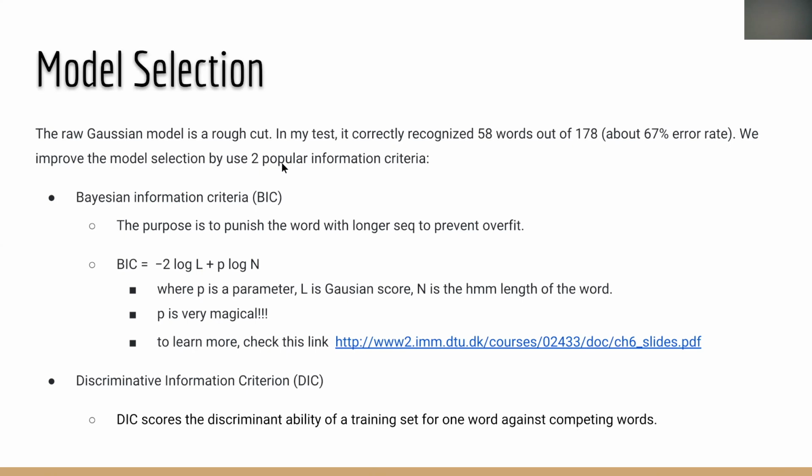So there are two popular information criteria for how to select the score. The first is called the Bayesian information criteria, BIC. Its purpose is to punish models that have a lot of training data by reducing their score a little bit, so as not to get into overfitting. In machine learning, overfitting is always a problem.